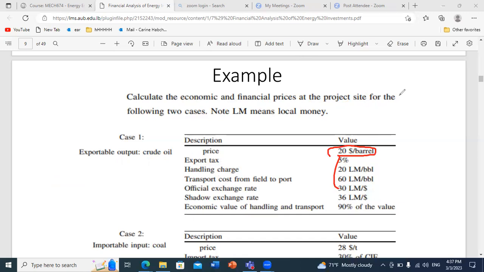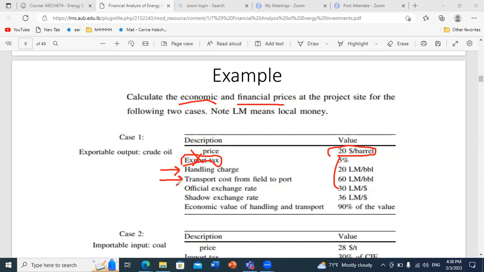And what will be the difference between economic and financial prices? For example, if we are doing the analysis for financial price, we will include the export tax, because if you are investing in the private sector, you have to pay taxes. However, if you are conducting the economic analysis, you will not consider this part. Either way, you should take into consideration the handling charge and the transport cost from the field to the port.